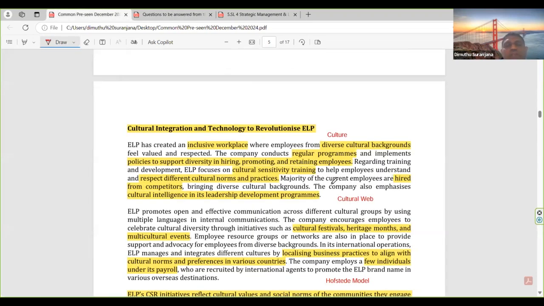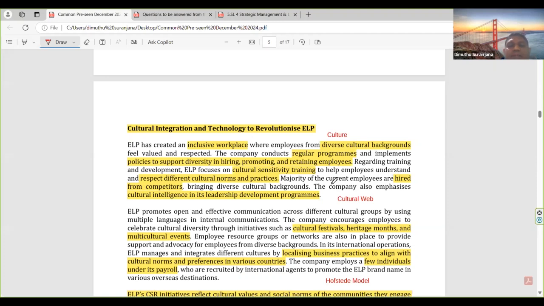So ELP has created an inclusive workplace where employees from diverse cultural backgrounds feel valued and respected. So they talk about the culture, no? So possibly to test the question from culture. The company conducts regular programs and implements policies to support diversity in hiring, promoting and retaining employees.